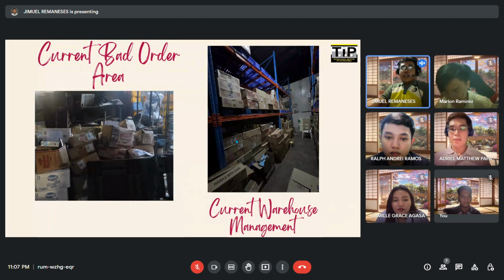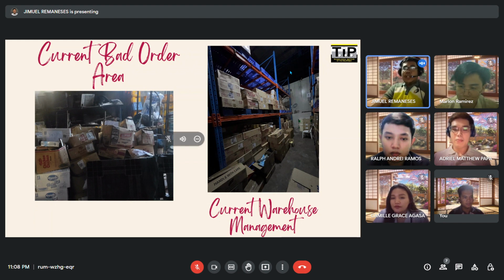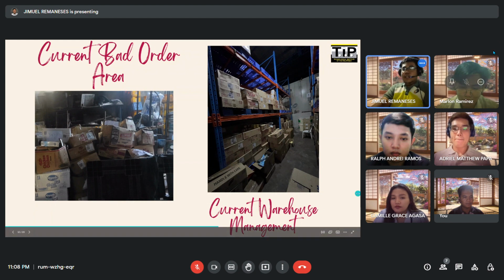So for the current warehouse management, as I stated on the receiving system, there are some cases where first in, first out was not followed by the workers, and many racks on the inner part of the dry area have empty spaces, which means the spaces are not being utilized to the fullest.